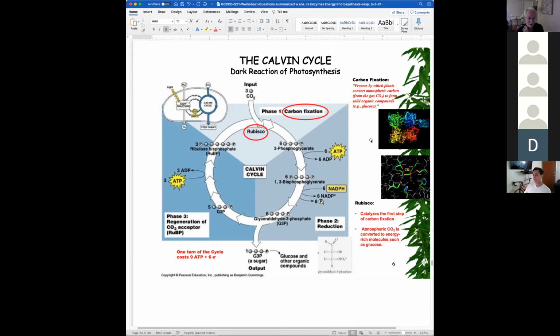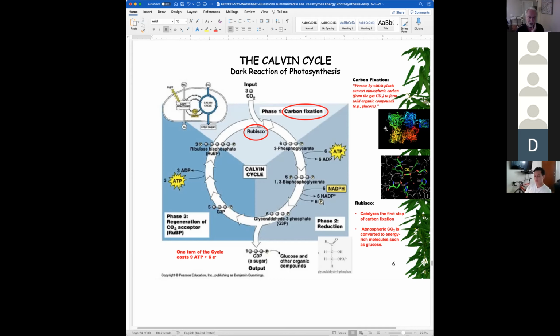And that's done by this amazing enzyme called Rubisco. And it's called carbon fixation, which is the process by which plants convert atmospheric carbon from the gas carbon dioxide to form solid organic compounds, for example, glucose. And the enzyme that does that is called Rubisco. It catalyzes the first step of carbon fixation.